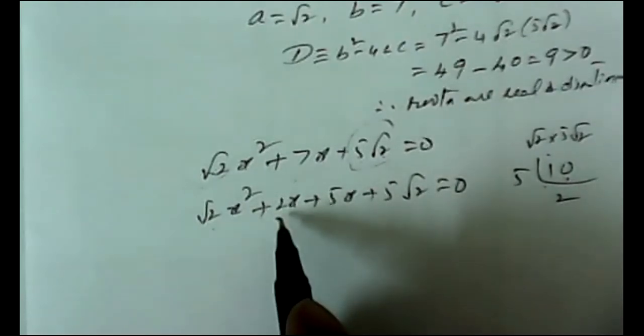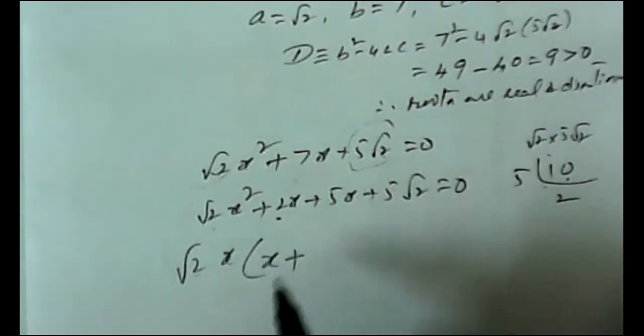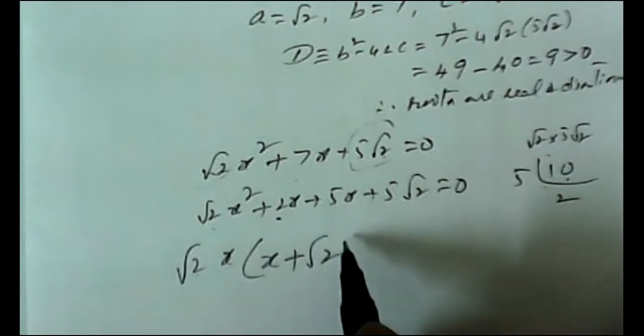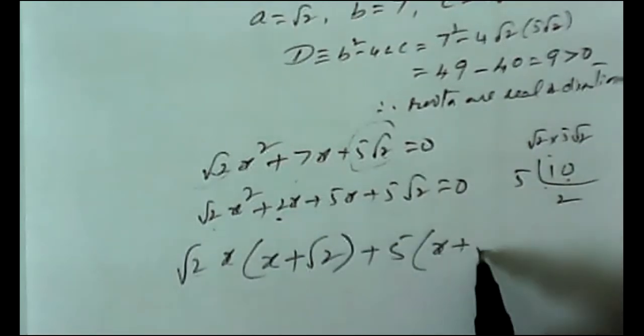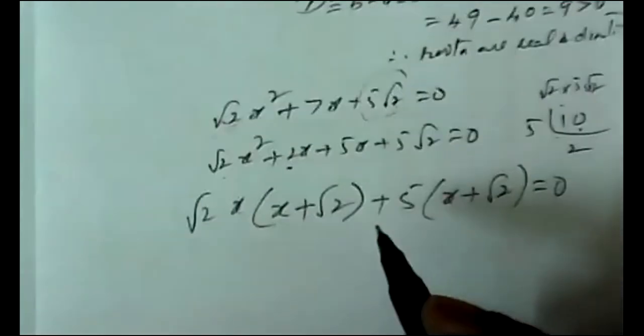Here we have 2, which can be written as root 2 into root 2. So root 2 can be taken out as common: root 2 x into x is root 2 x square, plus root 2 x into root 2, which is 2x. In the next two terms, 5 is common: 5 into x plus 5 into root 2 is 5 root 2, equal to 0. In these two parts, x plus root 2 is common. Taking it out, we get x plus root 2 times root 2 x plus 5.